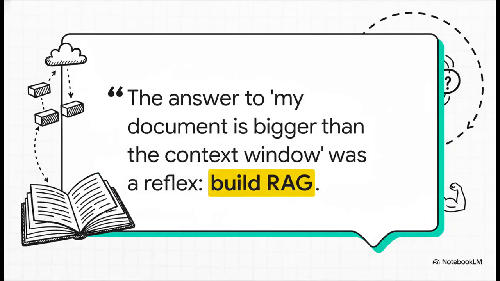And we all know this feeling, right? It was pure muscle memory. You get a doc that's too big, you need to query it, and bam. The answer was always RAG. You chunk it, you embed it, spin up a vector DB, and retrieve the top few results. It was the pattern we reached for without even thinking about it.